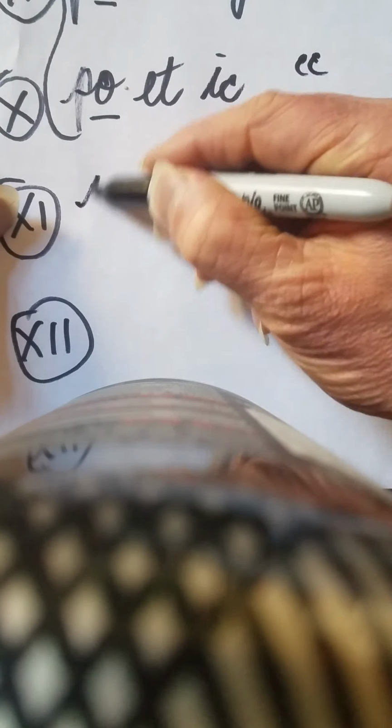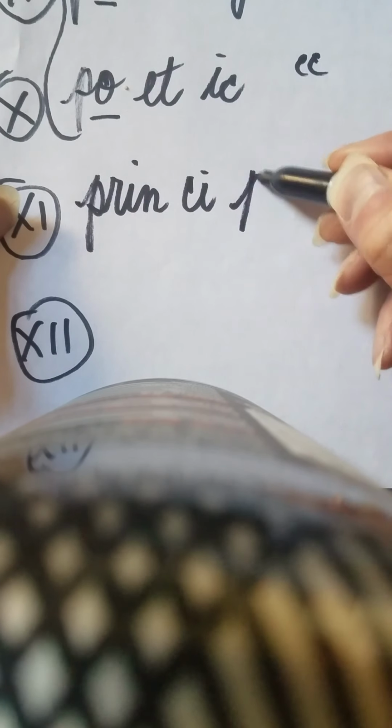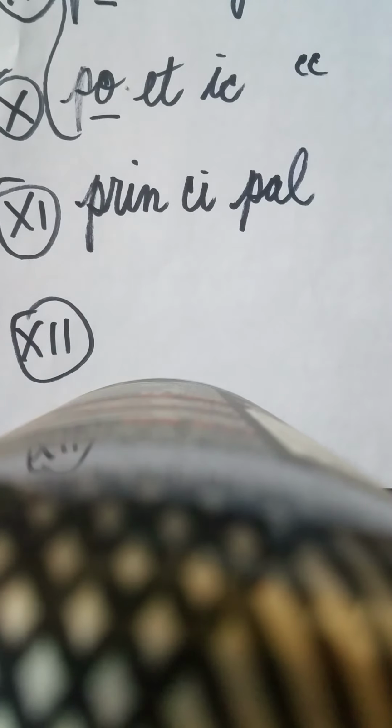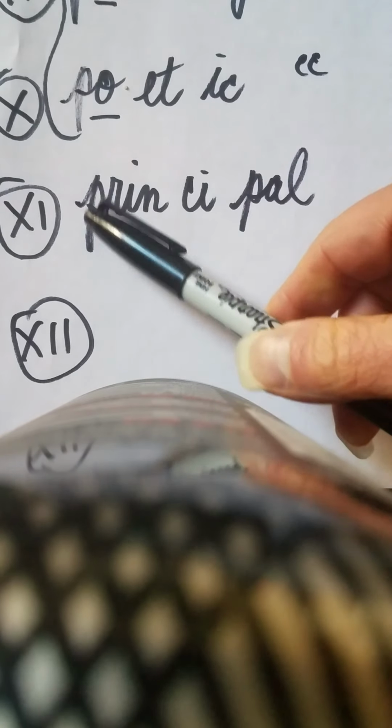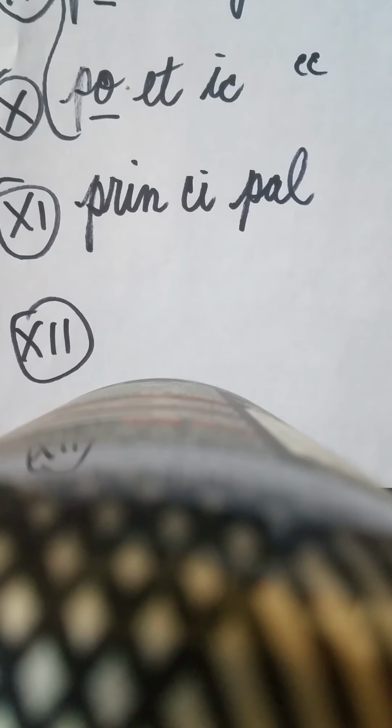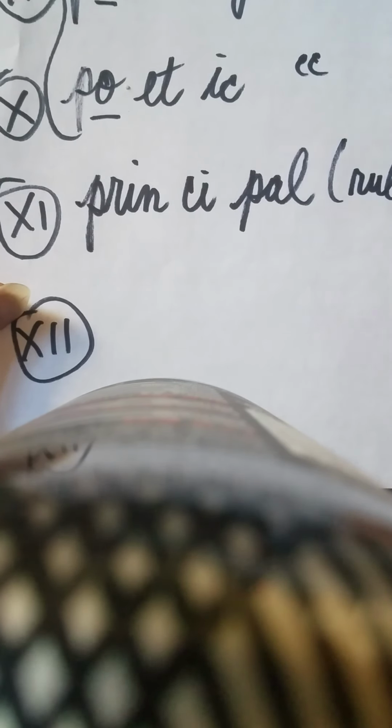So the word is principal. Let's go. Principal. Dot the I. Pal. Principal. And if you're thinking of the person, the principal is your pal. Okay? I see a rule over here. Beautiful job. Rule 2. You got it.